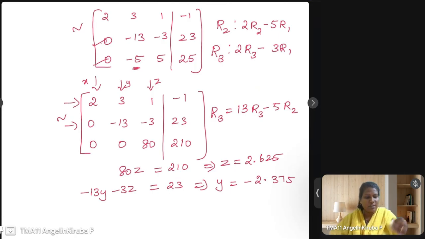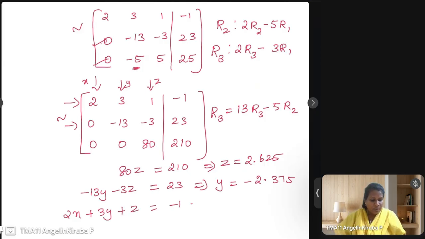We are going to consider the first equation of the matrix, that is 2 times x plus 3 times y plus z is equal to minus 1. So from this, if you substitute the values of y and z, you will get x equal to 1.75. So this is an example for a set of three equations with three unknowns. Okay. So this is about the Gauss elimination method, right?